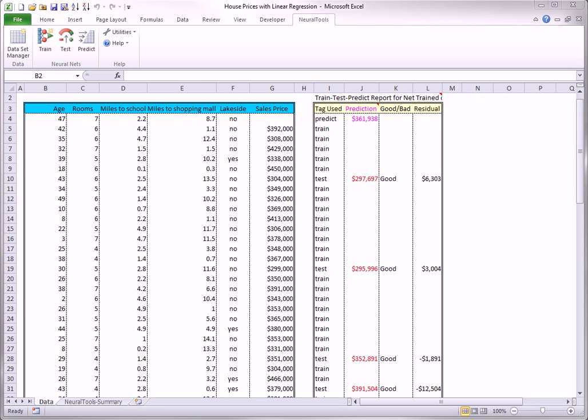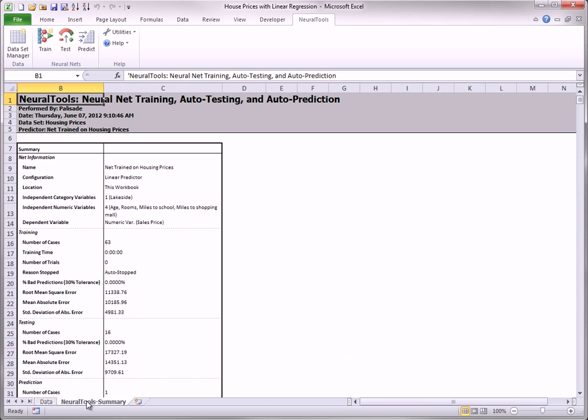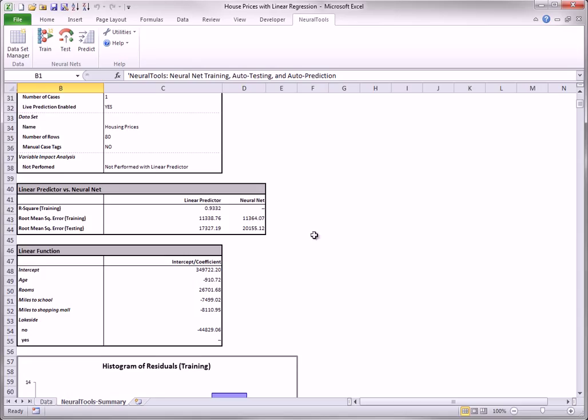Finally, if the dependent variable is numeric, you can choose the regression option, which is illustrated with this housing price dataset. It was trained with a GRN net, but the regression option was also checked. The results include a comparison between the linear predictor from regression and the neural net. The results also list the usual regression coefficients. Note that a 0-1 variable was automatically used for the categorical lakeside variable, with 1 corresponding to no.